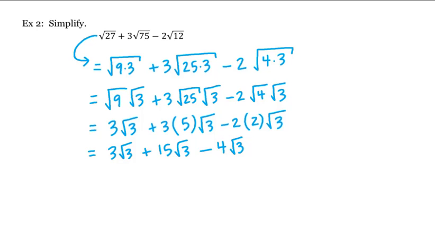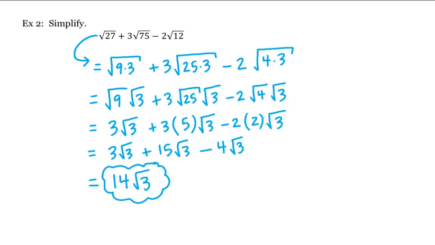Again, we can combine these. We have 3 square root of 3 plus 15 square root 3, which is 18 square root of 3, minus 4 square root 3. So we're left with 14 square root of 3, which would be our answer.